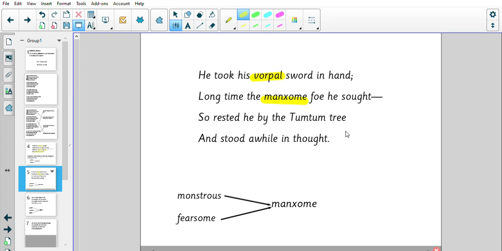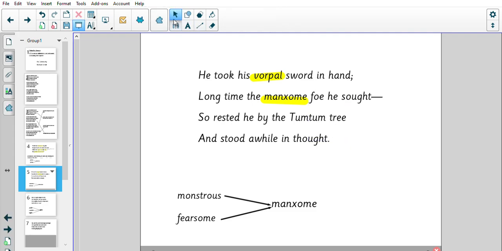I can't highlight it at the minute because my notebook has decided it wants to stop working, but you can highlight it on your sheet. So if it's something that's monstrous or fearsome, do you think that's going to be a friendly thing? Or, oh, look, here we go. It's just woken itself up. Let's get rid of that.